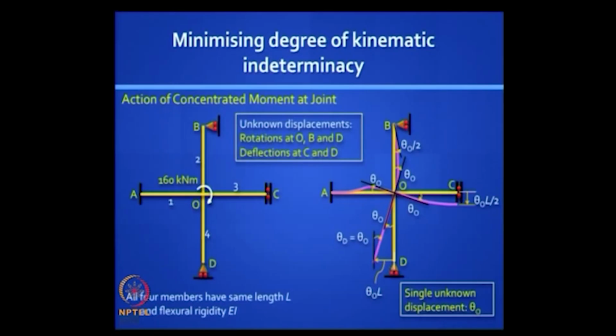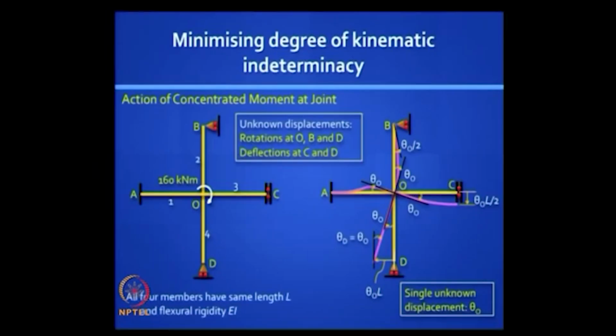So what do you conclude? There are really no 5 independent rotations and translations. There is just one unknown, theta naught. Just one unknown, and so it is not difficult to do. So can you find the bending moments now?